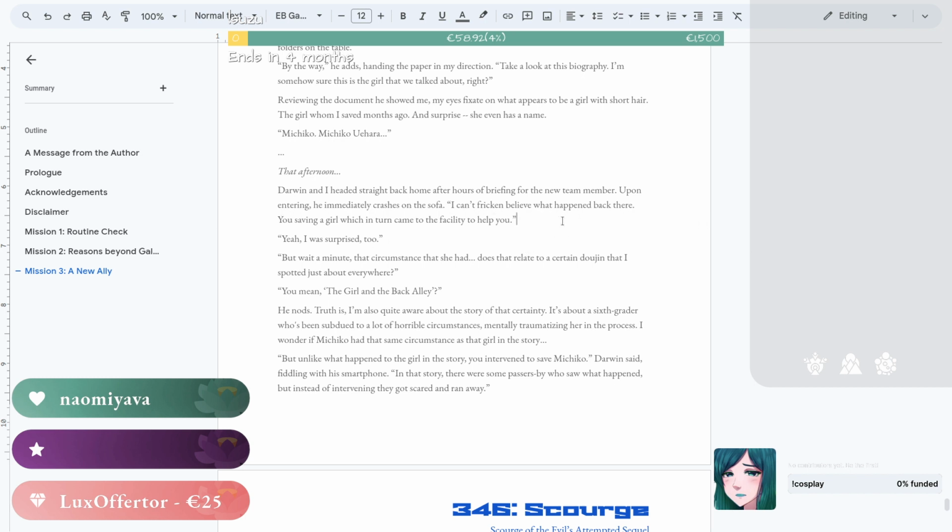I can't freaking believe what happened back there. You were saving a girl, who in turn came to the facility to help you. Yeah, I was surprised too. But wait a minute, the circumstances she had, does that relate to a certain dojin that is spotted just about everywhere? You mean the girl in the back alley? He nods. Truth is, I'm also quite aware of the story of that dojin. It's about a 6th grader who's been subjected to a lot of horrible circumstances, mentally traumatizing her in the process. I wonder if Michiko has the same circumstances as the girl in the story.